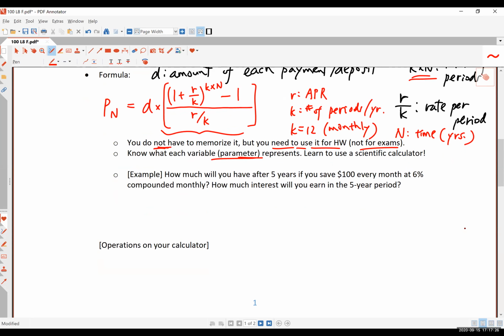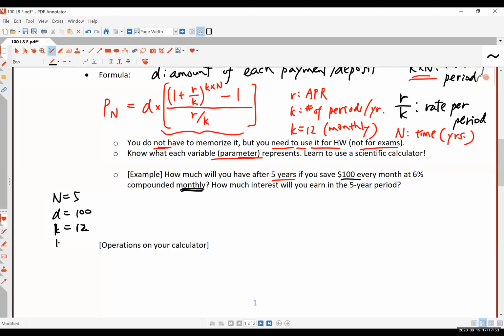And that's why this represents the total number of compounding periods. All right, let me give you an example. How much will you have after 5 years? Notice here, N is equal to 5. I will write down all the information here first, actually. N is equal to 5. And you are going to save $100 every month. What's that 100? Yeah, it's a lowercase d. It's $100 every month. That means K must be 12 because you are depositing on a monthly basis. 6% compounded monthly. Monthly means K is 12.